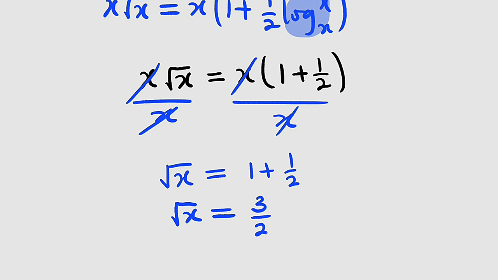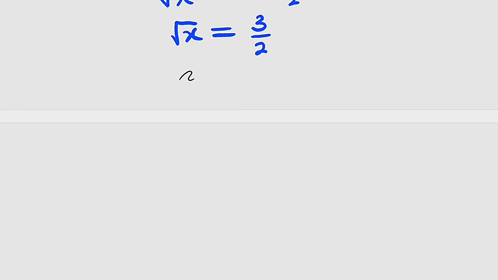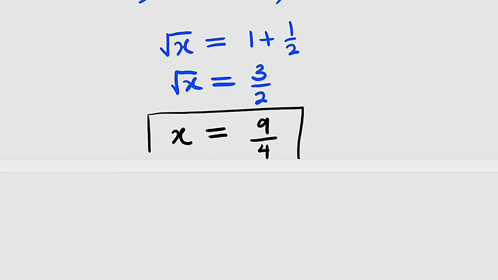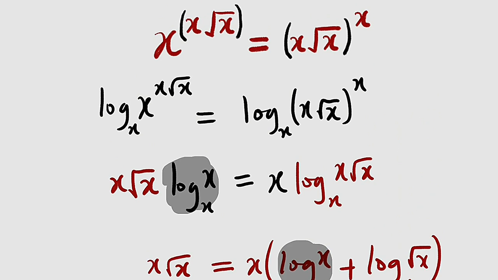To find the value of x, we can square both sides. So if you square the left hand side, you will be left with only x. If you square the right hand side, you have 3 squared 9, 2 squared 4. And hence this is the solution to this problem, x equal to 9 over 4. You can see in both methods we have 9 over 4.